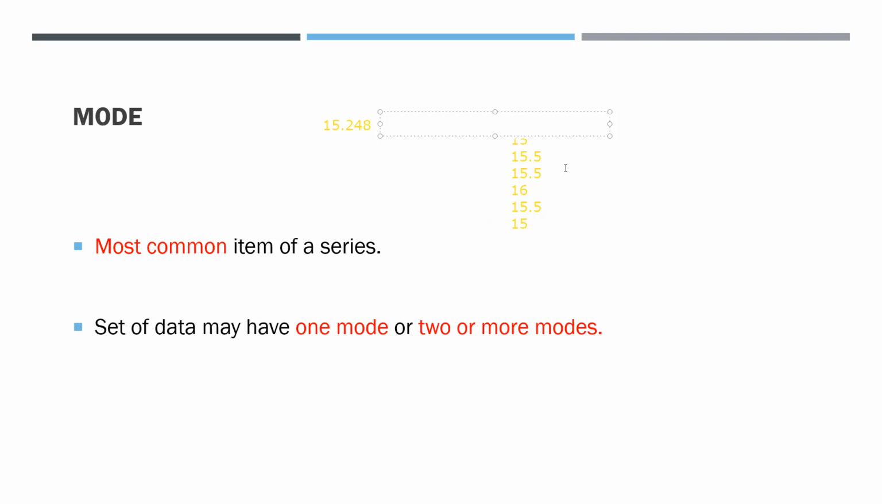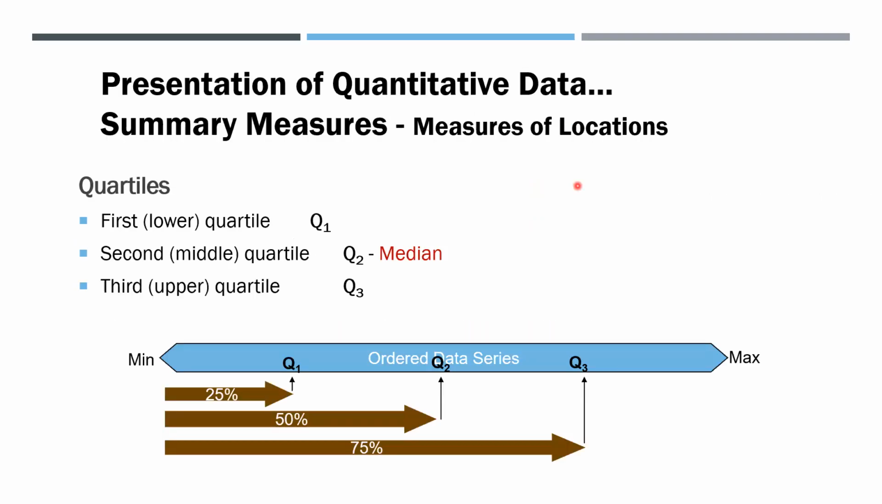So that is about the measures of central tendency. Okay, next we have to discuss these quartiles before we move to the measures of dispersion.